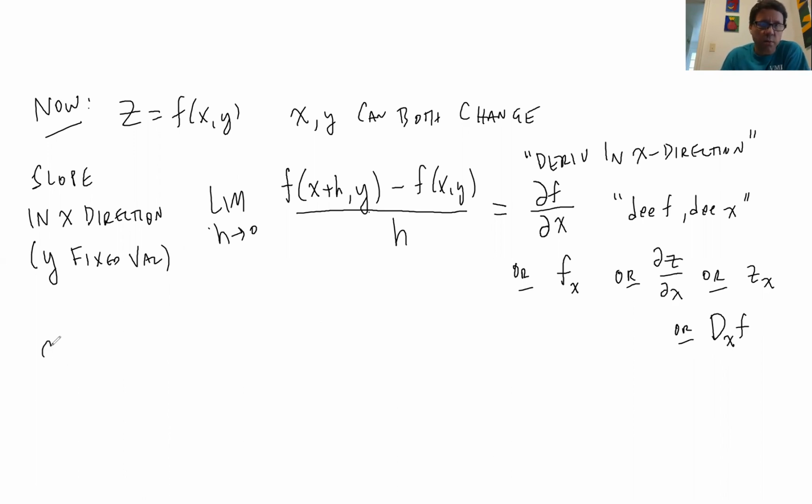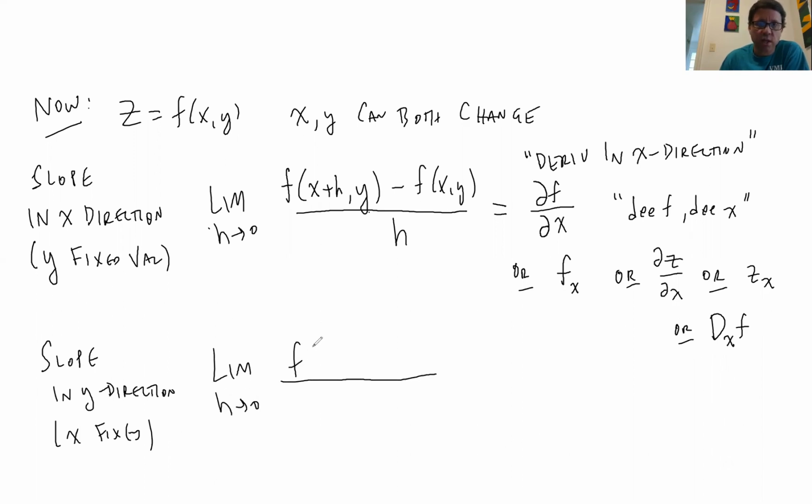Similarly, you can talk about the slope in the y direction. I'm not going to write all those things out. You just do the exact same thing, where x is fixed, and you do the limit as h goes to 0, but now you don't change x. So instead of the h going on the x, it goes on the y. So it's f of x comma y plus h minus f of x y, all over h. And if this works, it'll be the derivative in the y direction.